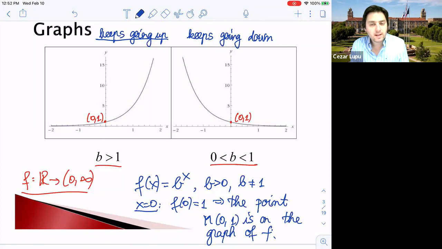And also if you look at the second graph, it will go very, very close to the x-axis, but it will not touch it in finite time. It only touches it when x goes to infinity. So that's what you have to know about the graphs of the exponential function, right? So keep these in mind.